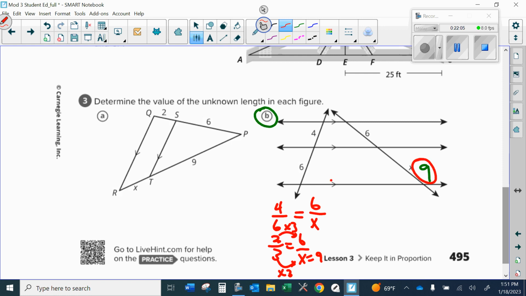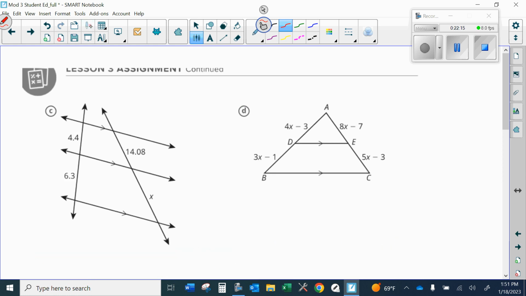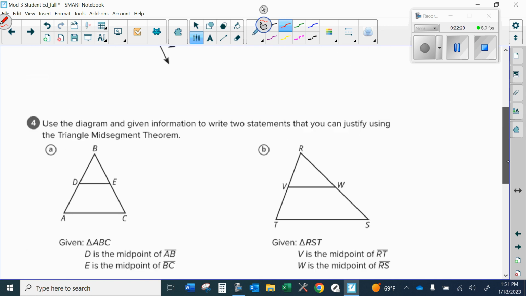So the key is that these are parallel. If they're parallel, then we can do that. If they weren't parallel, we could not set up those proportions. All right, let's do D. Okay, this will be the last one we do. Yep. Okay.